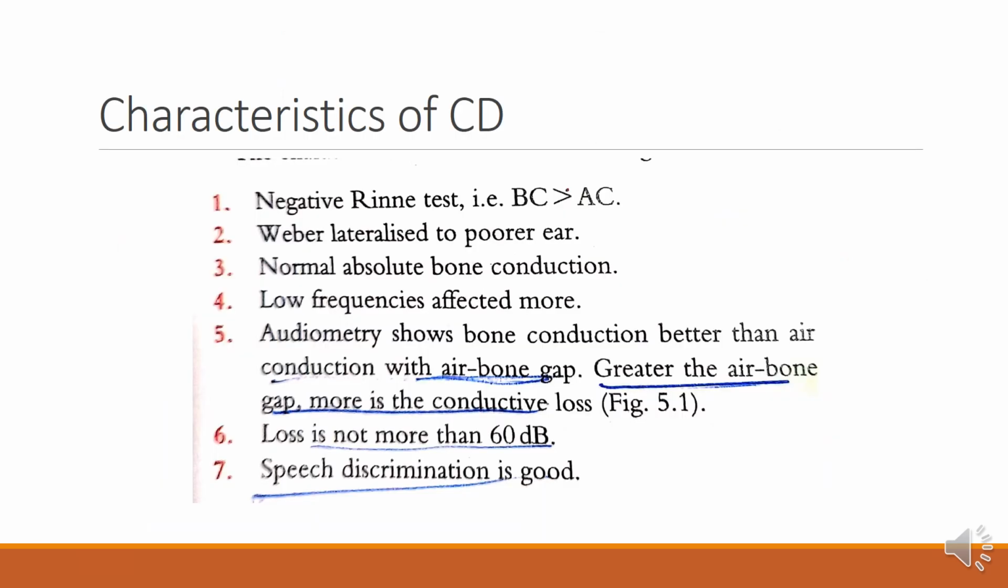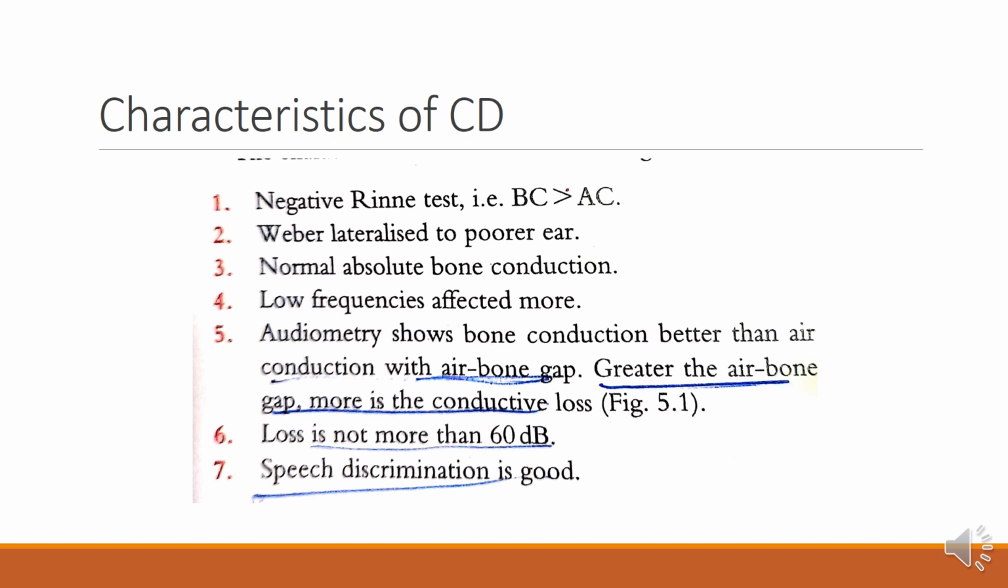Now we see the characteristics of conductive deafness. In conductive deafness, on tuning fork test, we have a negative Rinne's, that is, bone conduction will be greater than air conduction. Weber will be lateralized towards the poorer ear, which means you should remember that Weber is lateralized towards the ear with conductive deafness. Absolute bone conduction test will be normal. Low frequencies are usually affected.